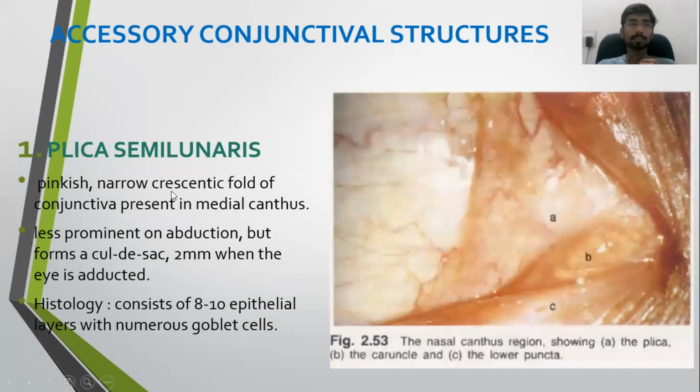Accessory conjunctival structures: plica semilunaris is a pinkish narrow crescent fold of conjunctiva present at the medial canthus. So this is plica, less prominent on abduction but forms a cul-de-sac of 2 mm when the eye is adducted. Histology: it consists of 8 to 10 epithelial layers with numerous goblet cells. B is caruncle, C is lower puncta.